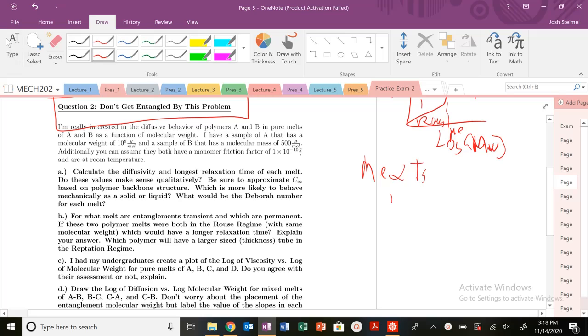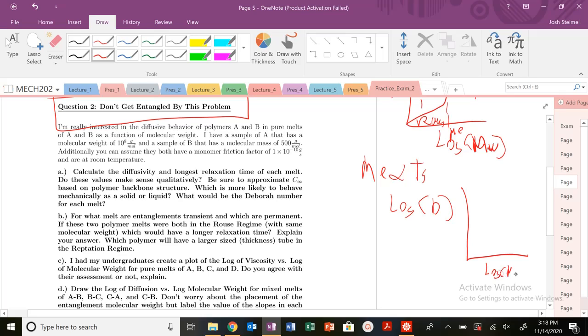And what else? Let's look at log of diffusivity versus log of molecular weight. And we're going to see two different slopes, so two different regimes. We're at -1, then -2. Yep, so let's go ahead and actually derive those out, and let's see what the problem's actually asking us to do.